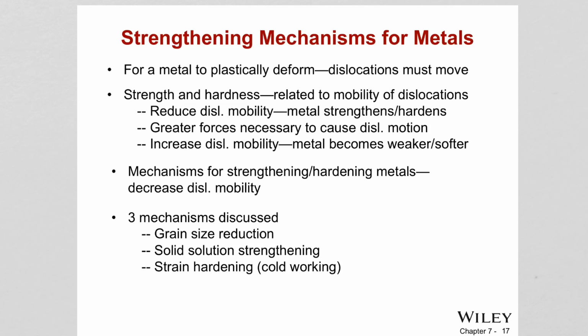So properties such as strength and hardness are related to the dislocation motion. If you reduce the dislocation mobility, that means preventing them from moving, you are actually strengthening or hardening the material, because you need to apply more force to cause dislocation motion. But if the dislocations are easily flowing through the material, with not many obstacles, then it makes the metal weaker and softer.